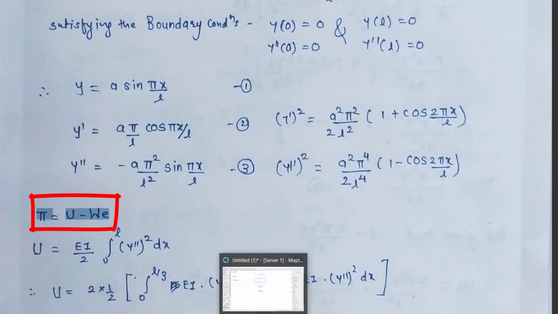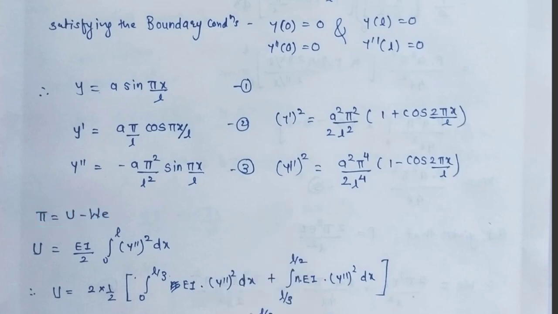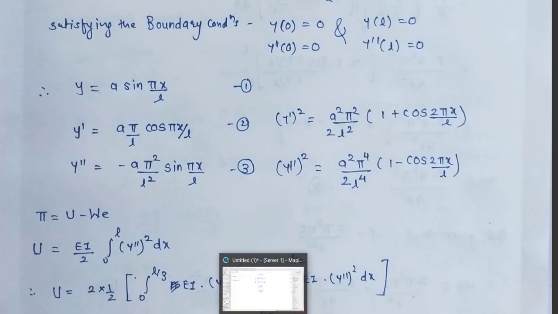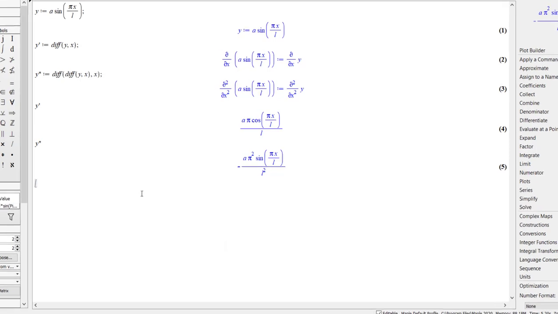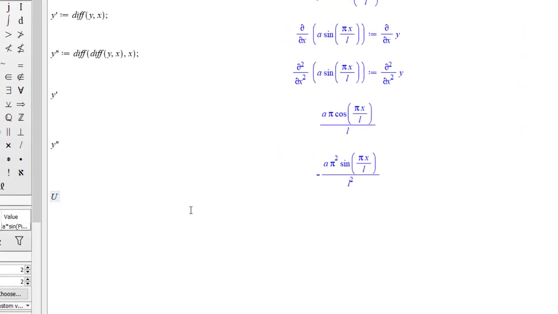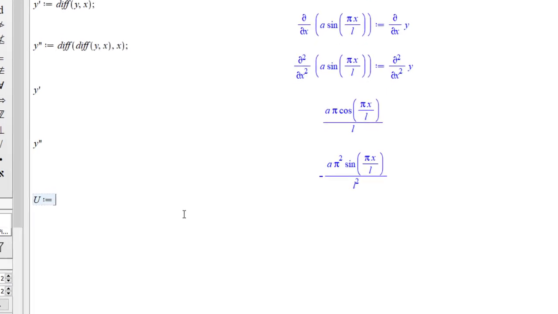Okay, we will define u first. What is u? U is equal to EI by 2 times the integration of y double dash square dx. So we will define u. We are defining, that's why we are using colon and equal to. U is equal to EI by 2 into, you have to give space over here.